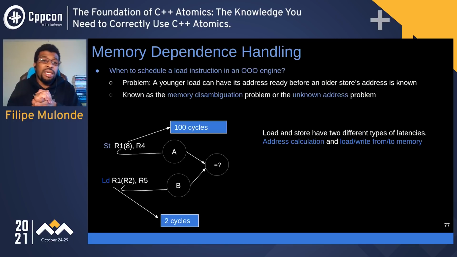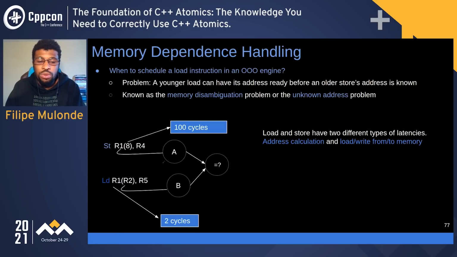So the question is when to schedule a load instruction in an out-of-order engine. The problem is that a younger load can have its address ready before an older store's address is known, also known as the memory disambiguation problem or the unknown address problem. It's important to mention that loads and stores have two different types of latencies. There is the latency of the address calculation, and there is also the latency of writing to memory and reading from memory.